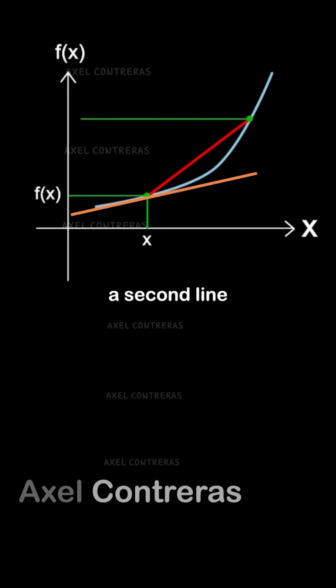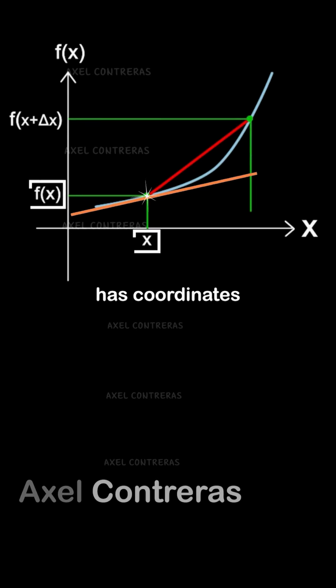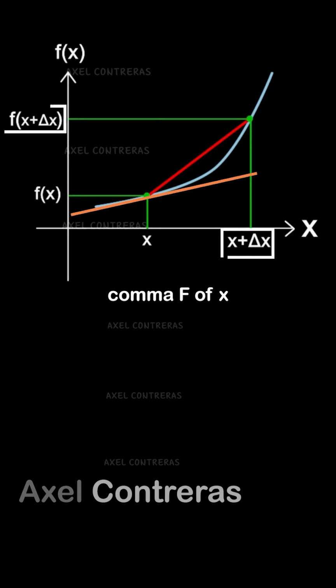We can draw a second line, shown here in red, and fortunately for us, we can calculate its slope, since we have the coordinates of 2 points. The first point has coordinates x comma f of x, and the second one is x plus delta x comma f of x plus delta x.